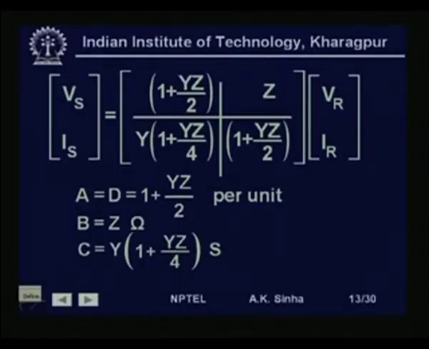So, for a medium length line, when we are using a nominal pi equivalent for this medium length line, we have the ABCD parameters given as A is equal to D is equal to 1 plus YZ by 2, B is equal to Z ohms and C is equal to Y into (1 plus YZ by 4) Siemens.